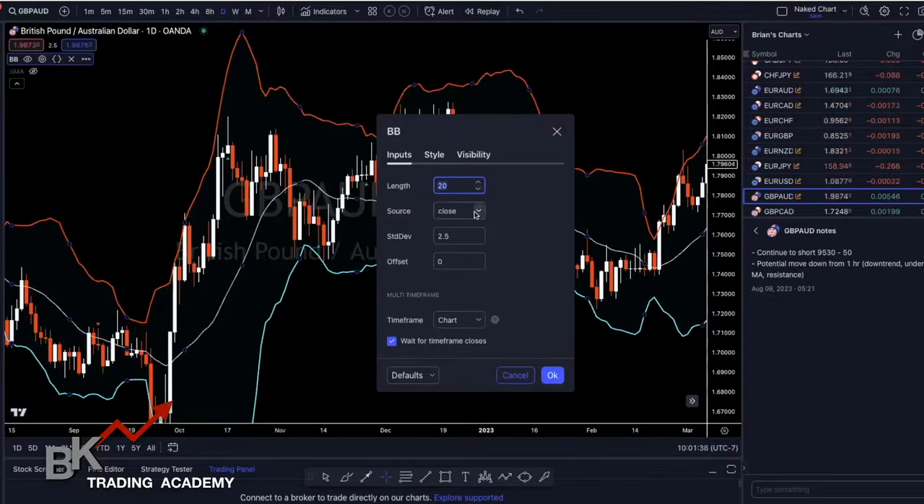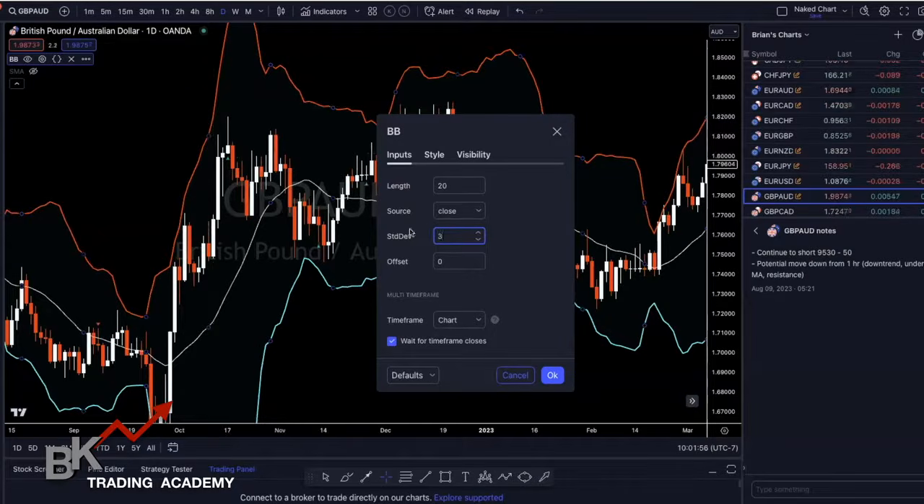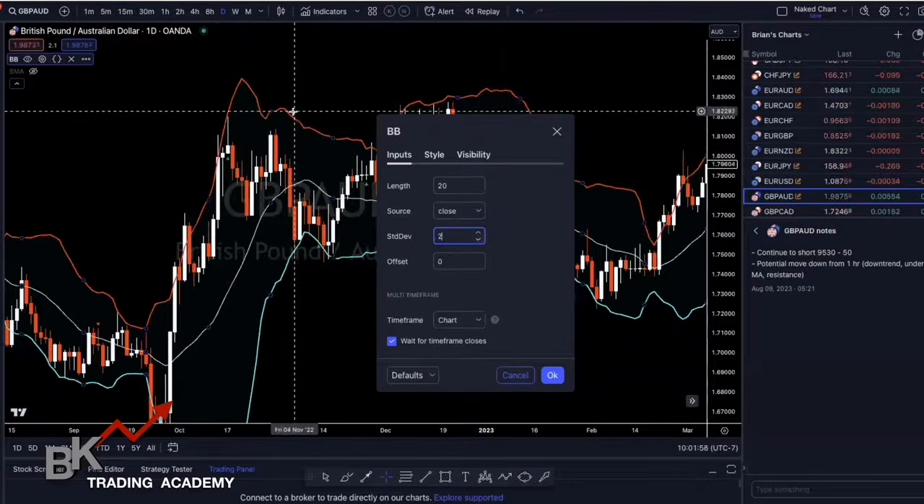My source is close. Standard deviation, I have it at 2.5. Sometimes it can be 2 or 3, depending. And I'll show you the difference between the 2.5 versus the 2 and the 3. Let me show you really quick. If I do the 3 here, I want you to look at the bands, and you can see that it widens a bit. If I do 2, you'll see that it starts to shrink.